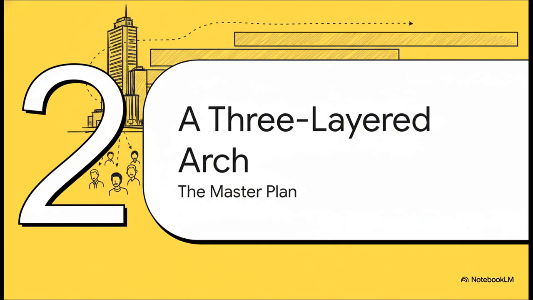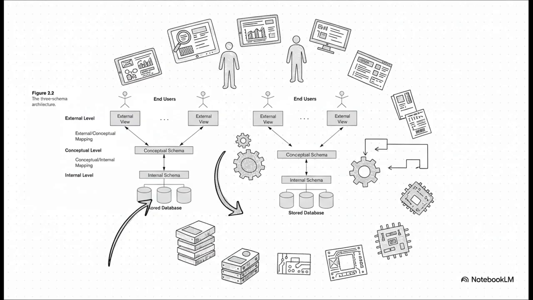So, we have our blueprint. But a real skyscraper has to serve all kinds of different people, from folks in the lobby to the bigwigs in the penthouse. And for that, you need a master plan for flexibility. Which brings us right to the three-layered architecture. And this right here is that master plan in action. The three-schema architecture. It's a genius idea that separates the database into three distinct layers.